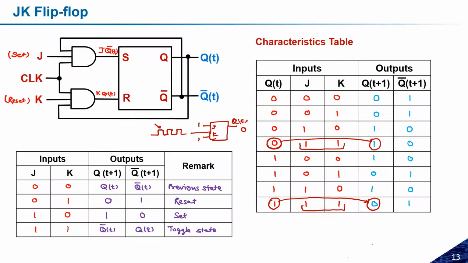Now in the next clock pulse, because initially I am assuming that qt was 0, once the clock pulse comes, qt will change its state from 0 to 1. Then when the next clock pulse comes, again it will change the state from 1 to 0, and so on. 0 1 0 1 0 1 will keep on moving.